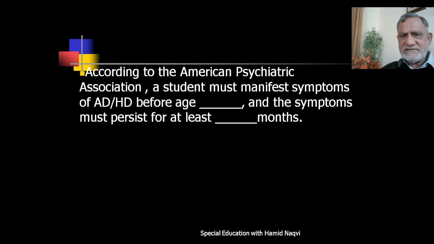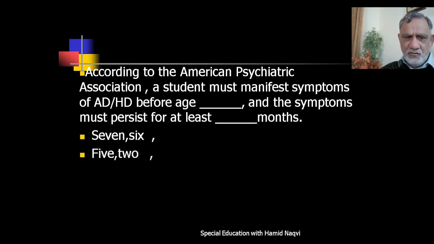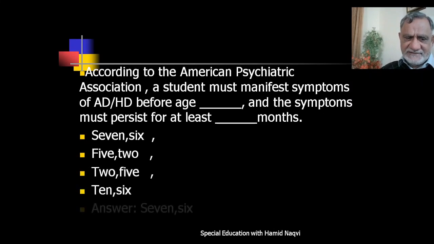According to the American Psychiatric Association, APA, a student must manifest symptoms of ADHD before age blank, and the symptoms must persist at least blank months. 7, 6, 5, 4, or 2, 2, 5, or 10, 6. Correct is 7: the age before 7, and the symptoms must persist at least 6 months.